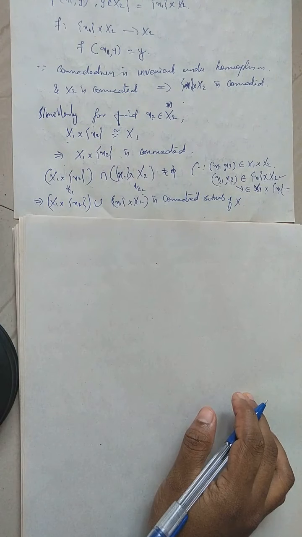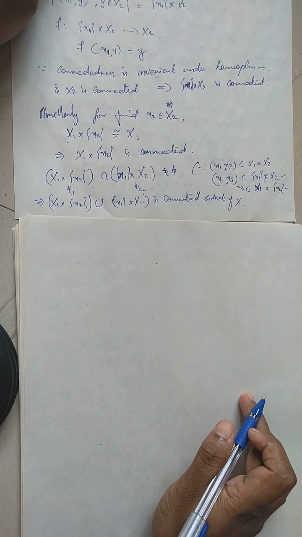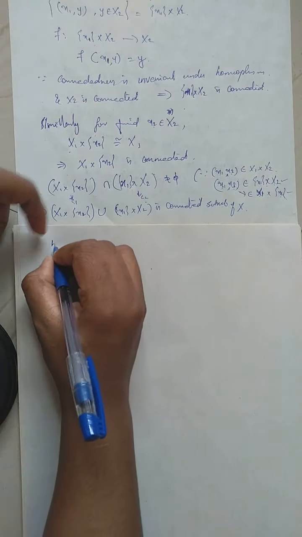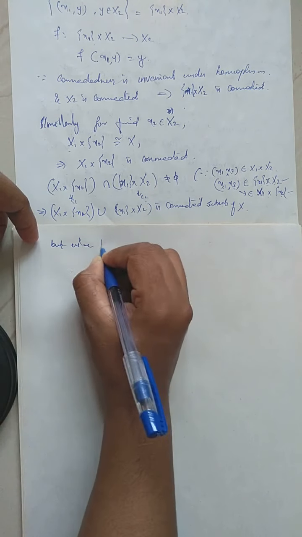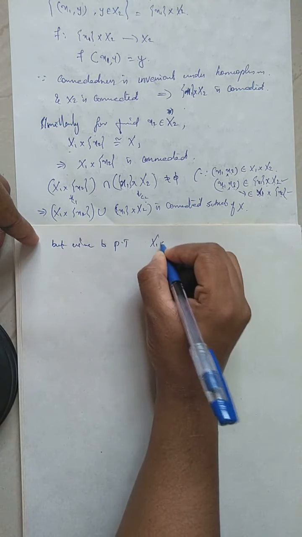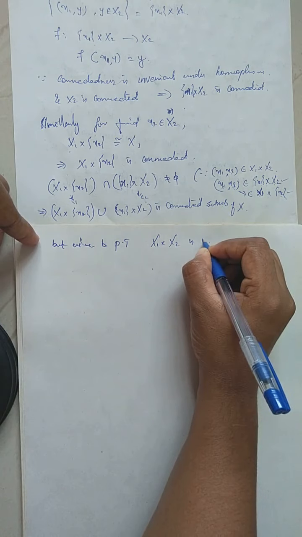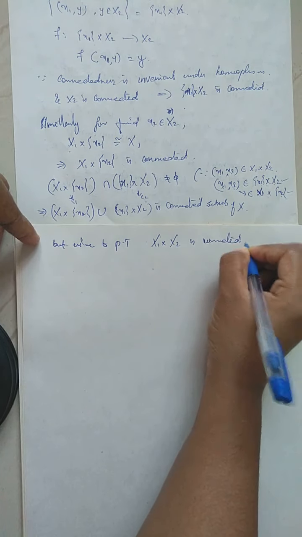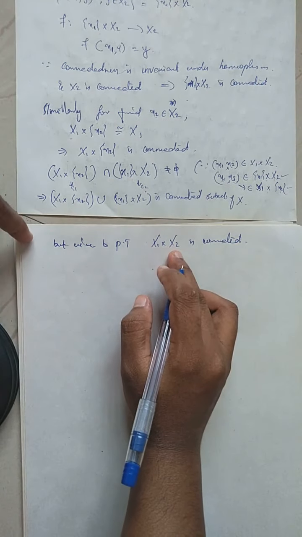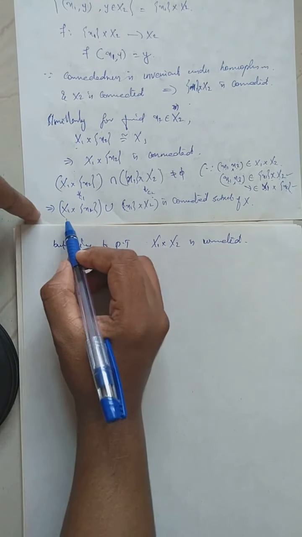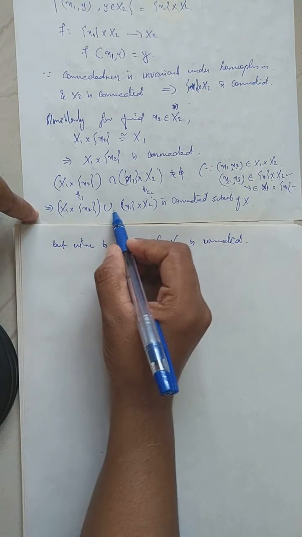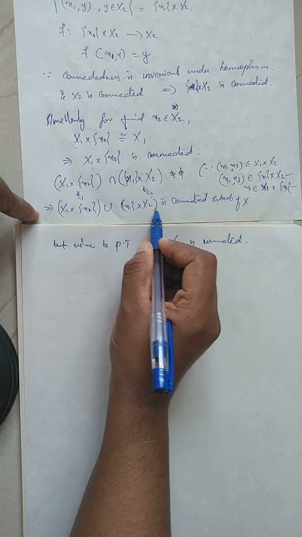But we want to prove that the whole X1 cross X2 is connected, the whole space. The product of two connected topological spaces is connected. But now we proved that X1 cross {x2} union {x1} cross X2 is connected.